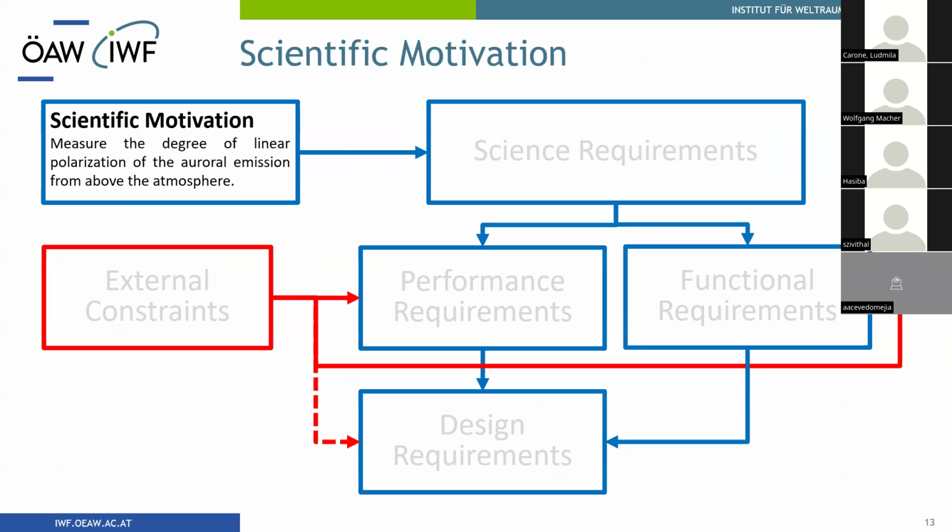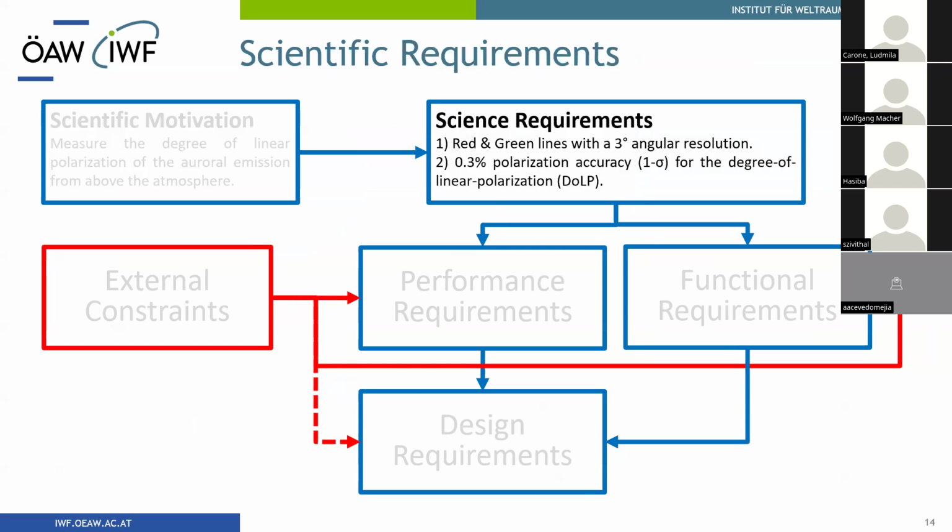We can put it in our box. And from this, we can derive, okay, what does it mean? What do we actually want to do in terms of science? And this goes into the science requirement. So first, we want to measure the red and green line, because with the two previous observations, more or less with a 3-degree angular resolution. So it's not a very good spatial resolution, but this is to compare with previous observations because they used 2 degrees, 3 degrees from the ground.